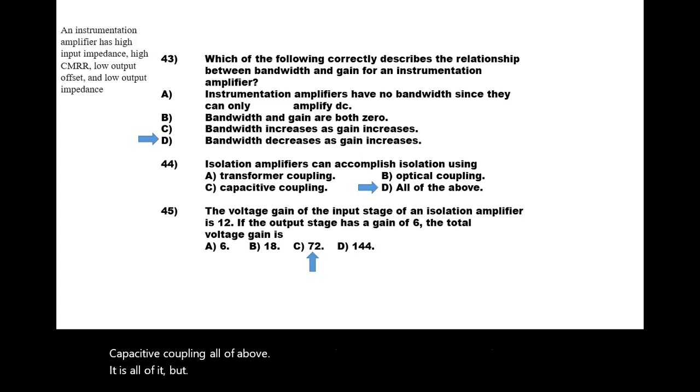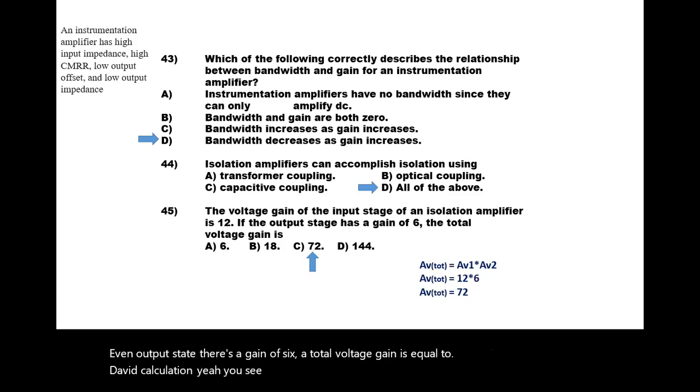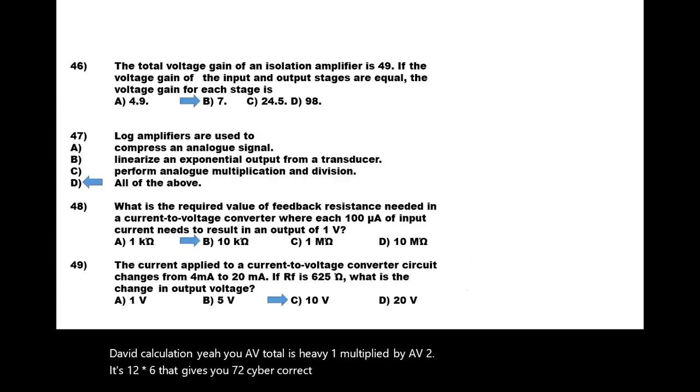Question 45. The voltage gain of the input stage of an isolation amplifier is 12. If the output stage has a gain of 6, the total voltage gain is equal to, do the calculation here, you see AV total is AV1 multiplied by AV2. It's 12 multiplied by 6, that gives you 72. So the correct answer is C.